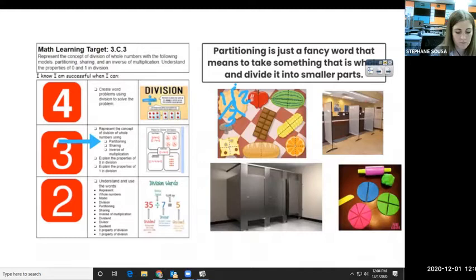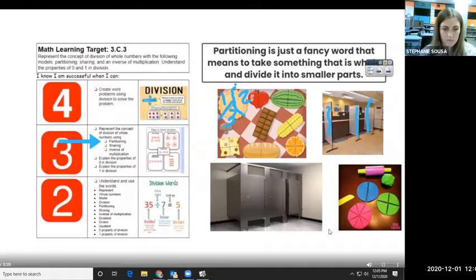Take a look at the next picture here. It looks like maybe a bank, and there's a whole counter there, and what they have done is put up partitions to divide off that counter into smaller parts, probably due to COVID. And then here you can see there's a bathroom, and it was one whole room to begin with, but then they put up partitions to divide the room into smaller rooms so that you would have privacy. And in the last picture, we can see another picture of Play-Doh, where they took a whole piece of Play-Doh and they cut it into smaller.